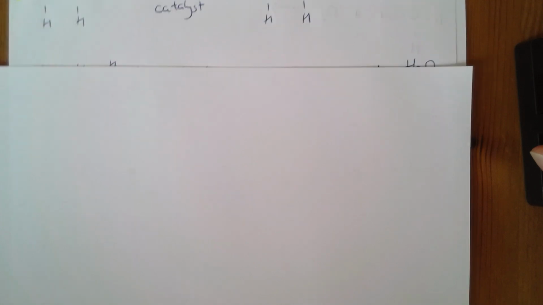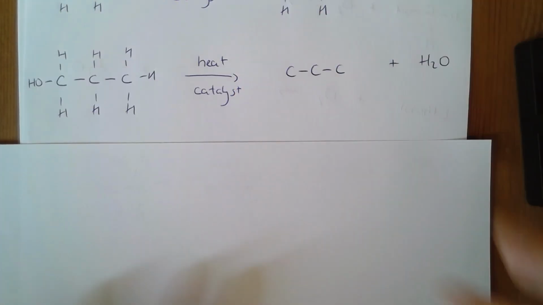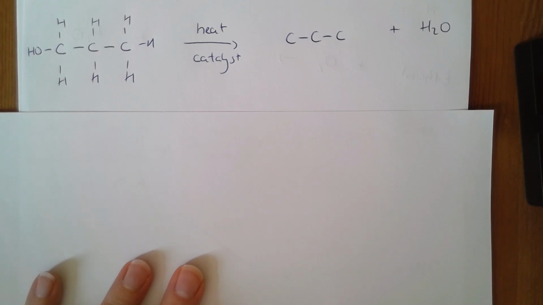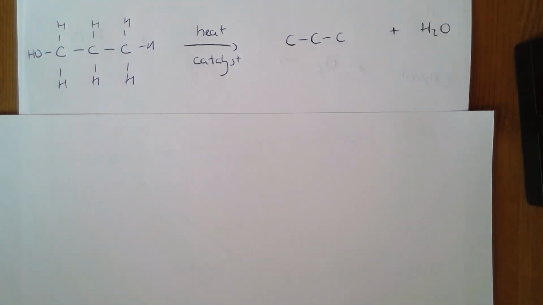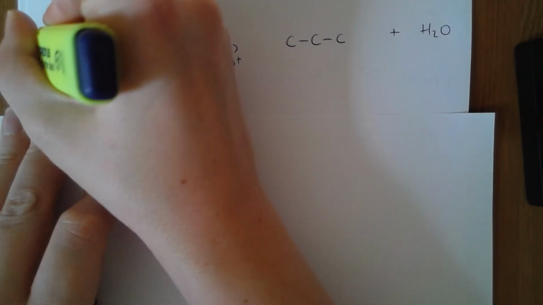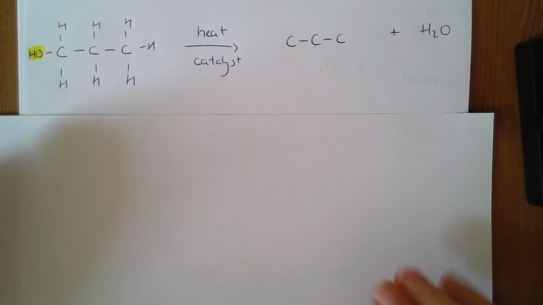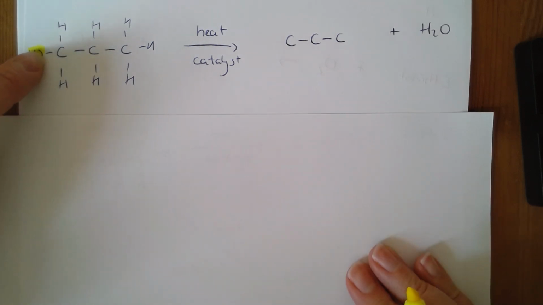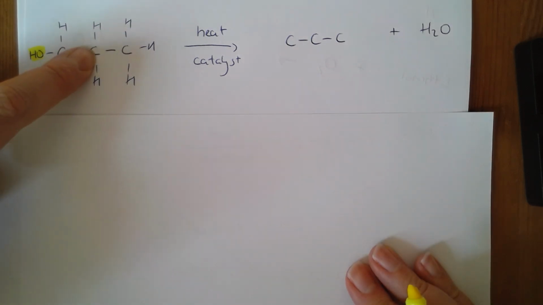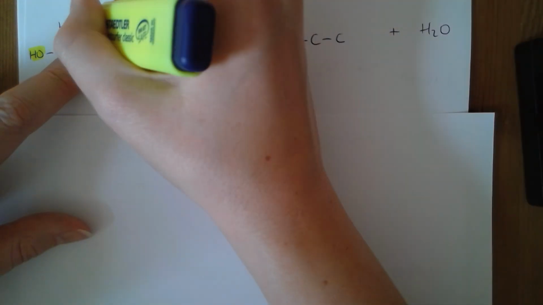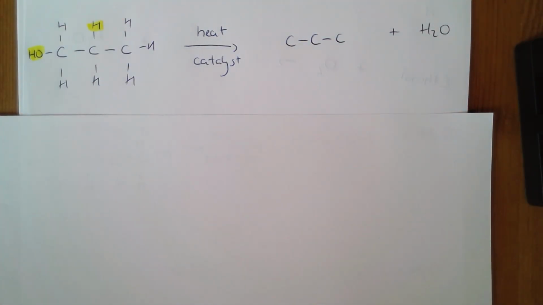If we have a look at another one, it's the same story. This time I've drawn out propanol. Again, if I'm dehydrating it, I'm losing H2O. That's the OH, but I need another H. The rule is the carbon with the OH, you go to its neighbour and you remove one of those H's. Up or down, doesn't matter. I'm going to take the one from the top.